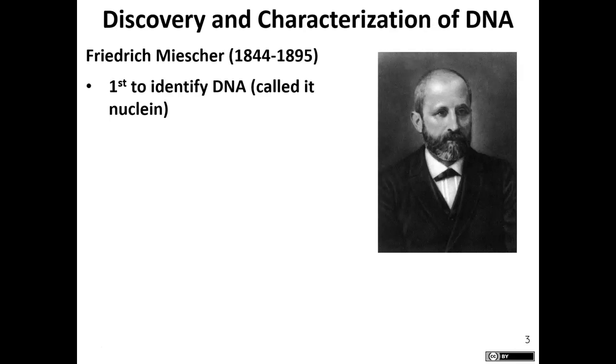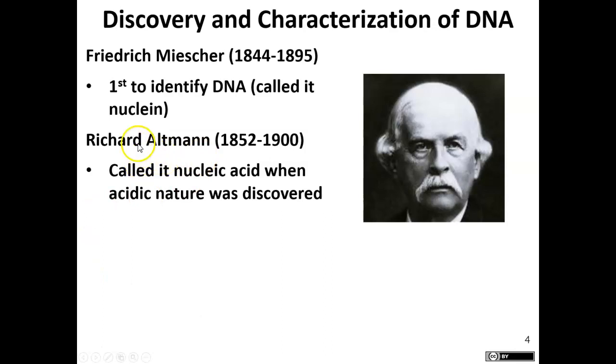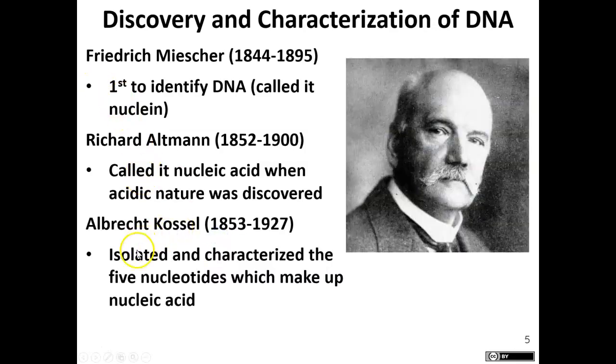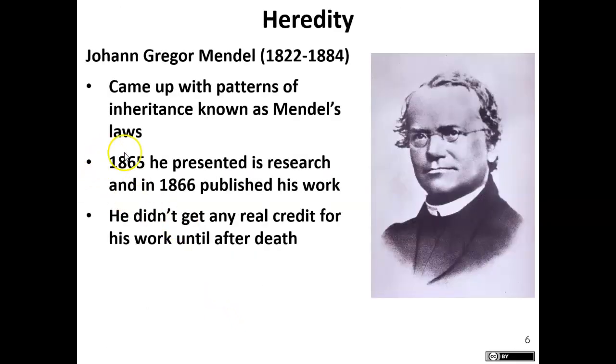When he discovered it, he actually called it nuclein. His grad assistant, Richard Altmann, then coined the term nucleic acid when he recognized the acidic nature of the nuclein. And then Albrecht Kossel isolated and characterized the 5 different nucleotides that make up nucleic acid: adenine, thymine, guanine, and cytosine, as well as uracil, which is found in RNA.